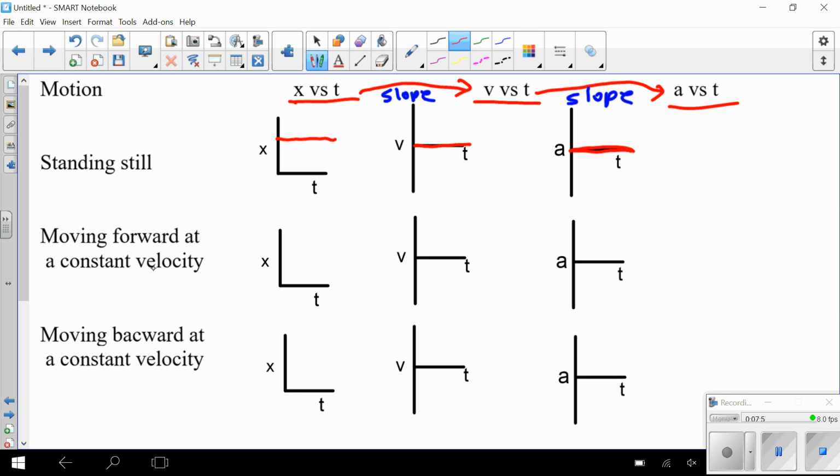So let's look at this one: moving forward at a constant velocity. Let's review that. If we're moving forward at a constant velocity, we start at some position. We can start at 0, but we don't have to. We could start right here, but our graph would look the same. We would have a straight line with a slope. The slope of this line gives us the velocity, and this slope is constant and positive, so we have a constant positive velocity. If our velocity is constant, that means it's not changing, so our acceleration is 0.